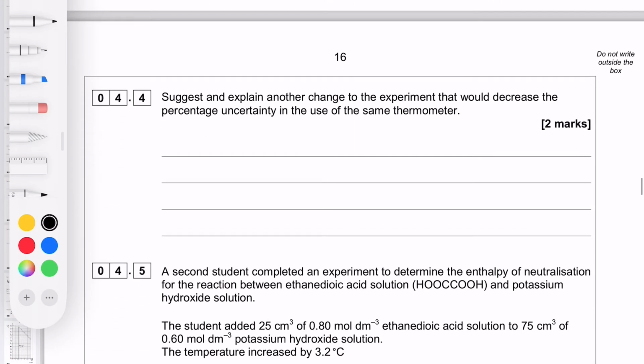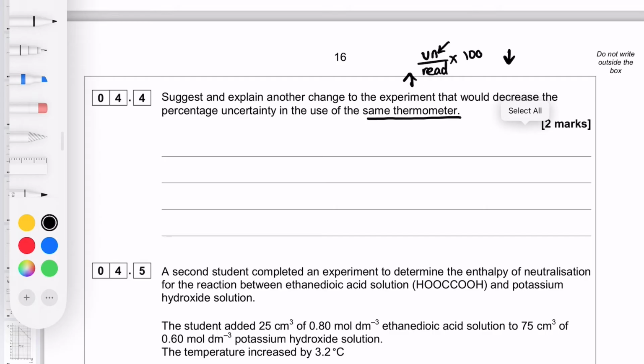Suggest and explain another change in the experiment that would decrease the uncertainty in the use of the same thermometer. Remembering that it was the uncertainty over the reading times 100%, and we can't change the uncertainty because we can't change the thermometer. If we want to make this value smaller, then we will need to make the reading bigger. So how could we make the reading bigger? We want to get the temperature rise bigger, and the only way to do that would be to increase the concentration of the acid or alkali.